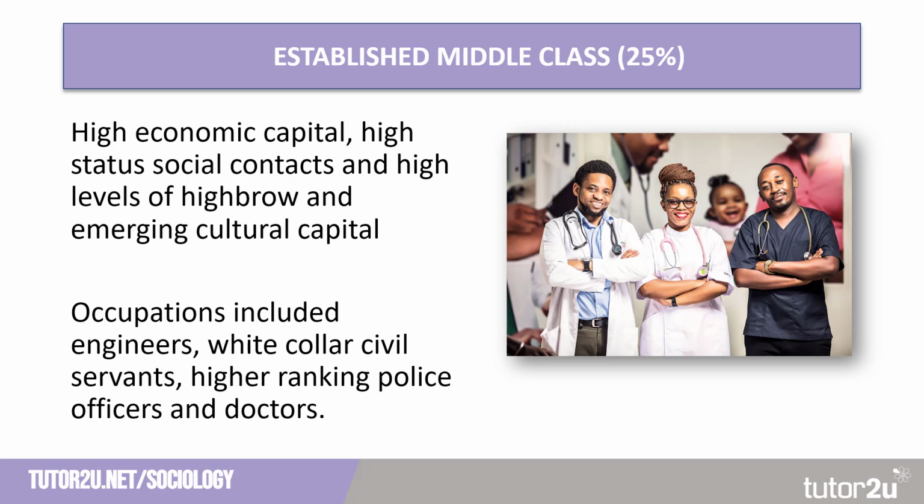The next group was the established middle class, with 1 in 4 people in the face-to-face survey identifying as being from the established middle class. These individuals had high economic capital, high status social contacts and high levels of highbrow and emerging cultural capital. This group included occupations such as engineers, white-collar civil servants, high-ranking police officers and doctors.